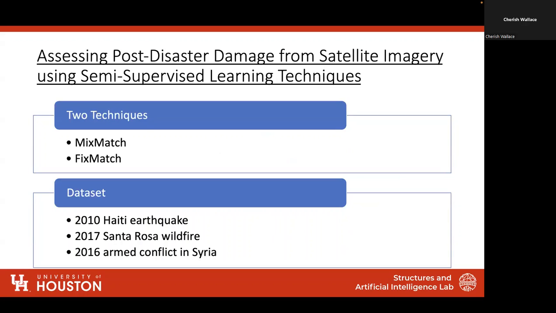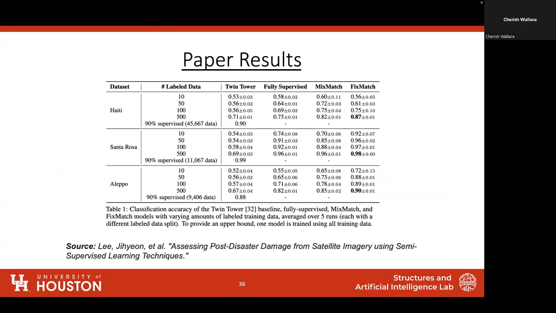Next, I'll be discussing a recent paper which used these methods on satellite images. They have used FixMatch and MixMatch on different datasets. This paper was developed by Google Research and Stanford University. So I just wanted to discuss the paper and its results.